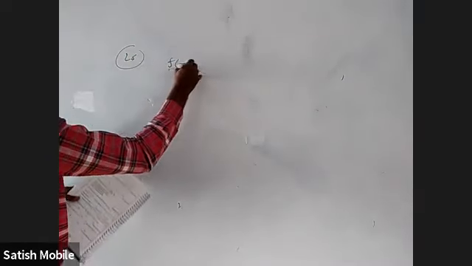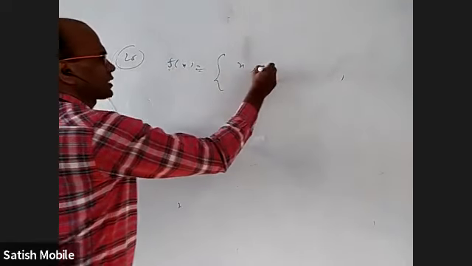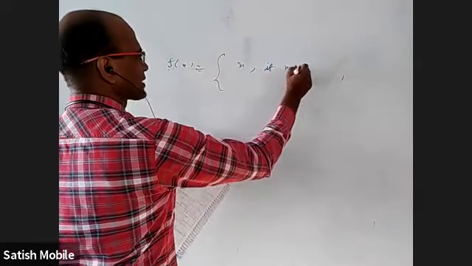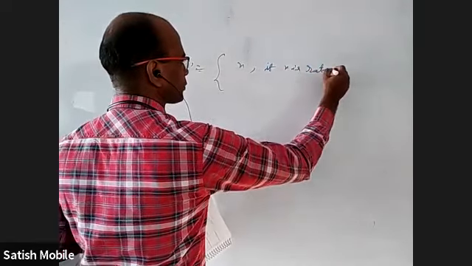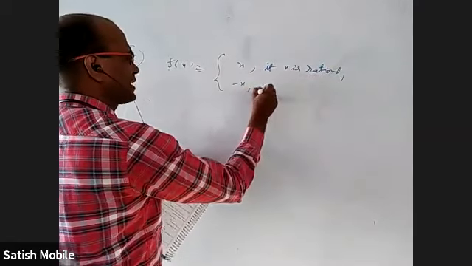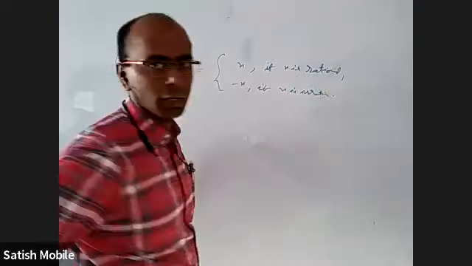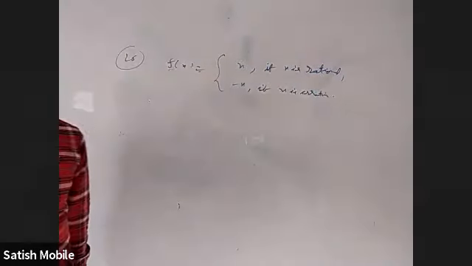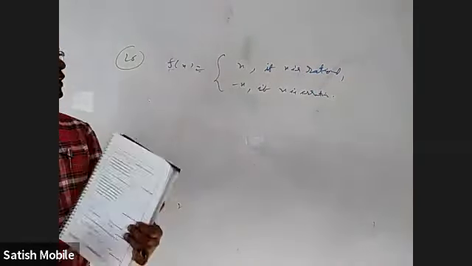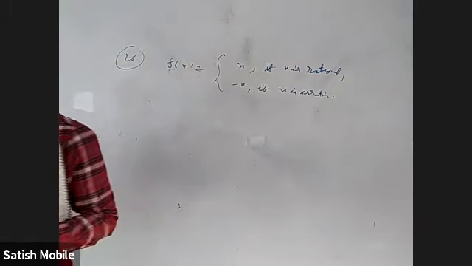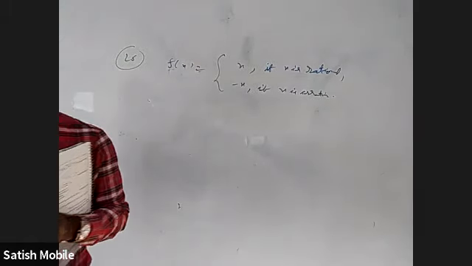Okay, so I'm discussing one simple question here, 26 in part 1. f of x equal to x if x is rational, equal to minus x if x is irrational. This is slightly different from other questions. This is a function where only at 0 it is continuous, everywhere else it is discontinuous.